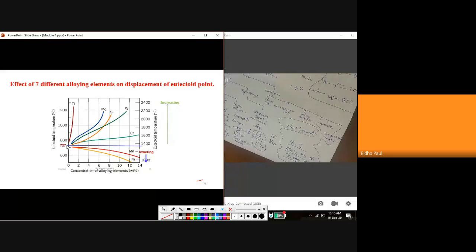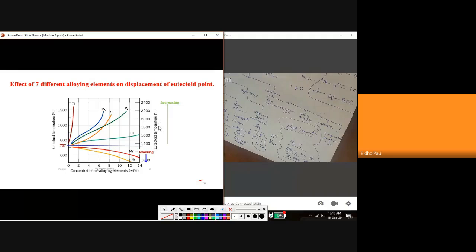By adding chromium, tungsten, silicon, molybdenum, titanium, the eutectoid temperature is increased. By adding manganese, nickel, the eutectoid temperature is decreased. So depending upon the application and heat treatment process, by adding these alloy elements, we can alter the eutectoid temperature of the phase diagram.